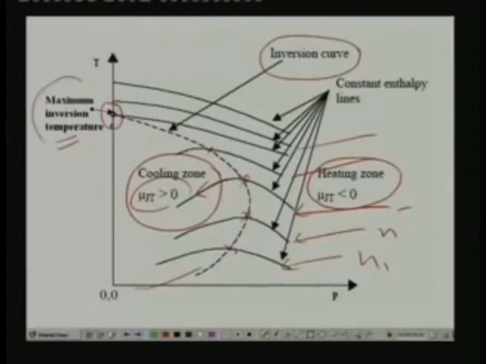And what is the significance of this maximum inversion temperature? You will see that when throttling takes place and the initial temperature is higher than the maximum inversion temperature, that means throttling is taking place in this region, you find that it always increases the temperature. So if you want to reduce the temperature of a gas during throttling, its initial temperature must always be lower than the maximum inversion temperature. This is a necessary condition for reducing the temperature during throttling. Of course, this is not a sufficient condition. So the maximum inversion temperature has a physical significance.